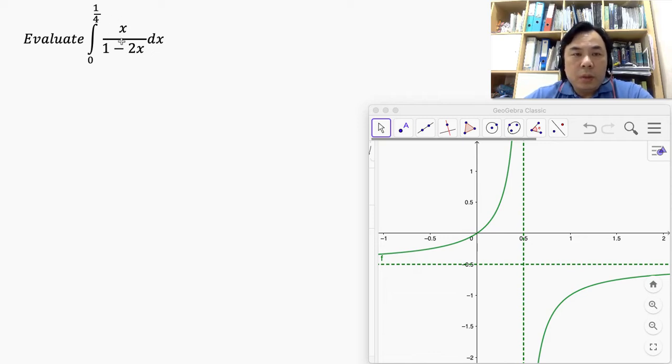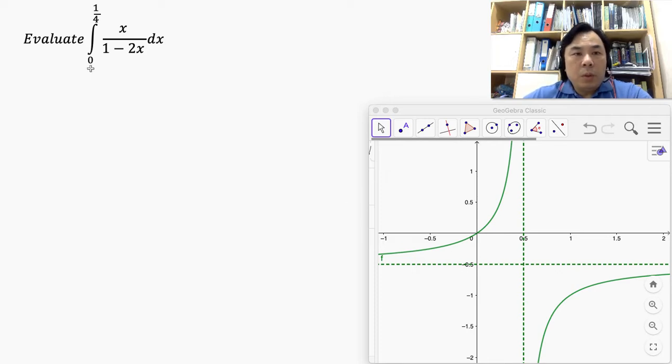Now before we start, we have to check out the graph for this function, just to make sure that the limits do exist when we have the lower bound and the upper bound for this function. Now if you were to plot this function, you can see that it has two asymptotes, the vertical and the horizontal, at x equal to 0.5 and y equal to negative 0.5.